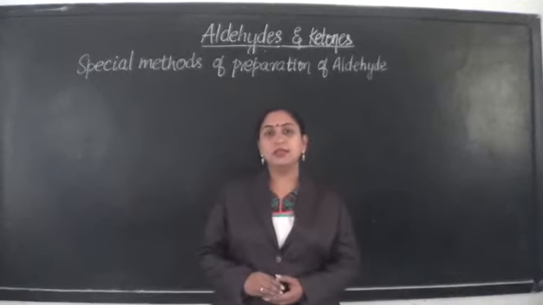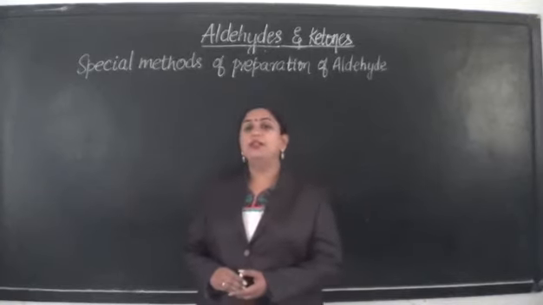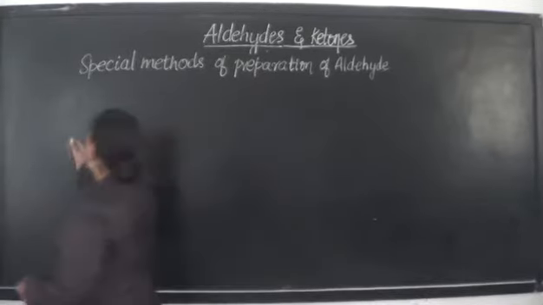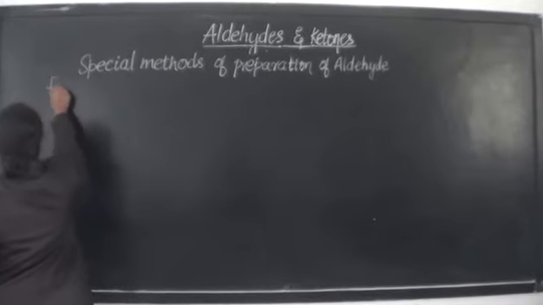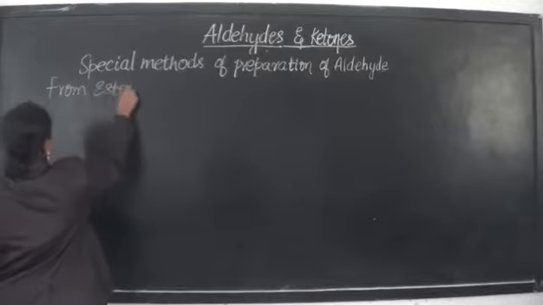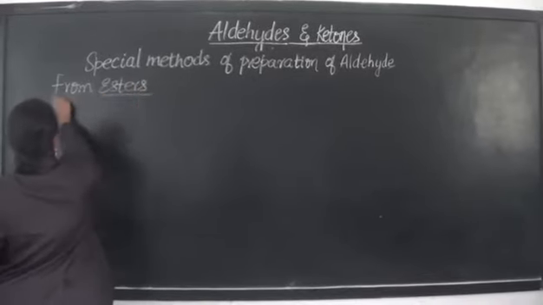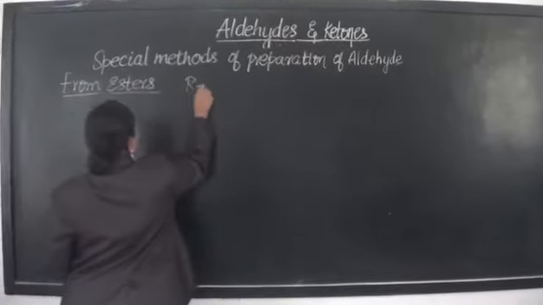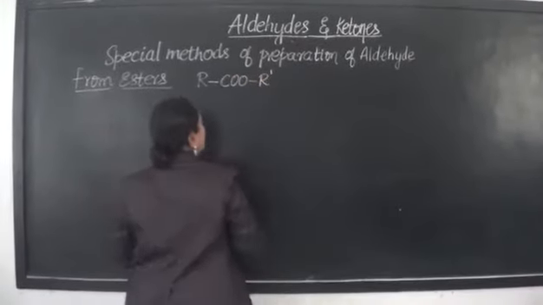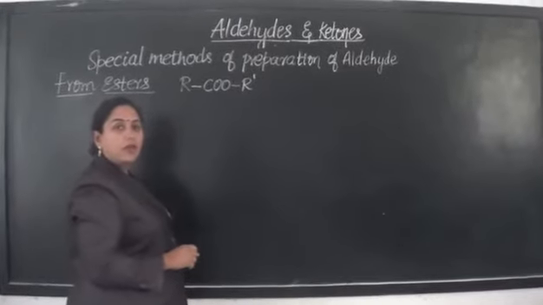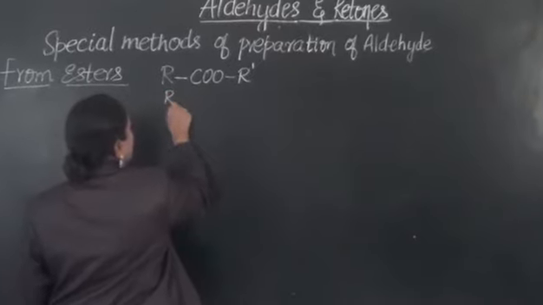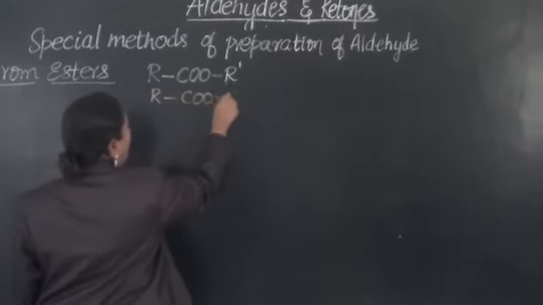In this video, let us learn another special method of preparation of aldehydes starting from esters. So, our starting material is ester. What is the general formula for an ester? RCOOR' is the general formula for ester. We can also write this as RCOOR'.